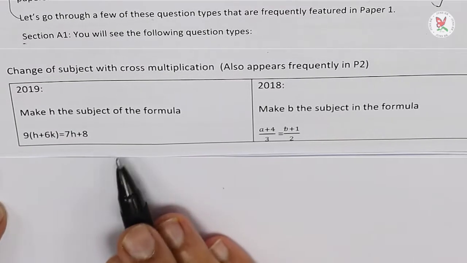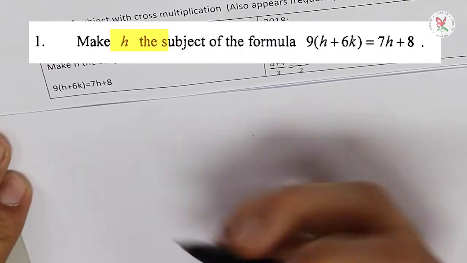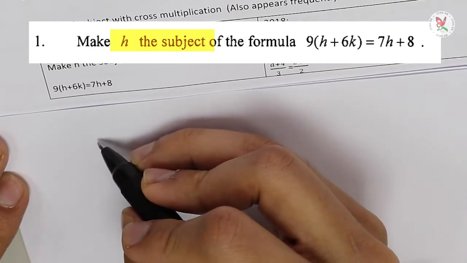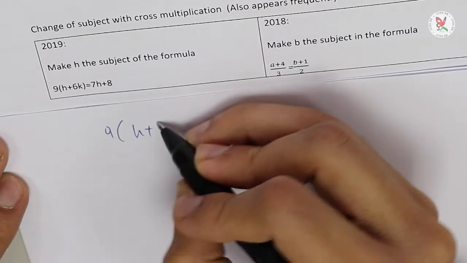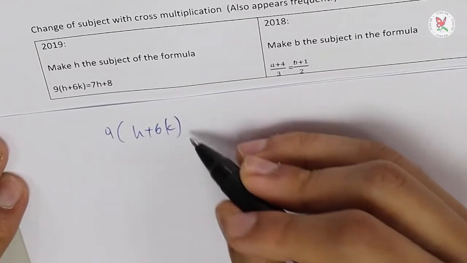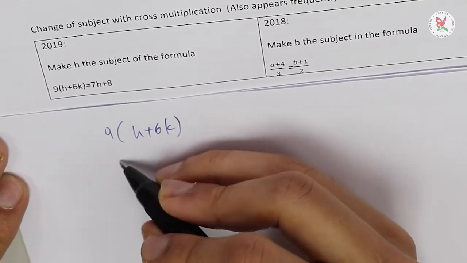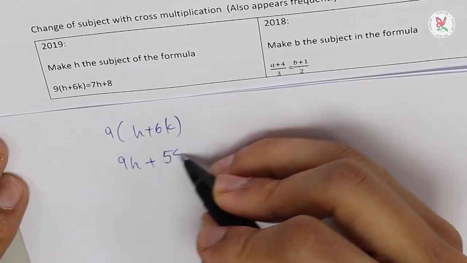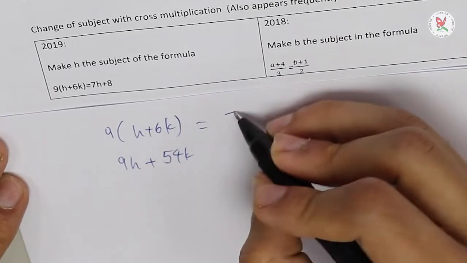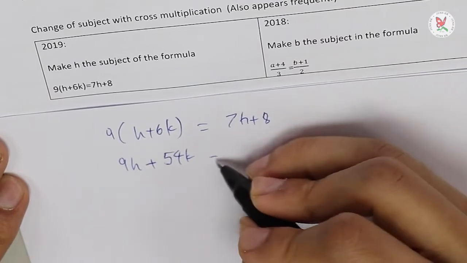So let's try out 2019. The first thing is just to expand the 9 into both things inside. So if we have 9(h + 6k), we bring the 9 to both of these. So 9h plus 9 times 6, 54k. And on the other side we have 7h plus 8.